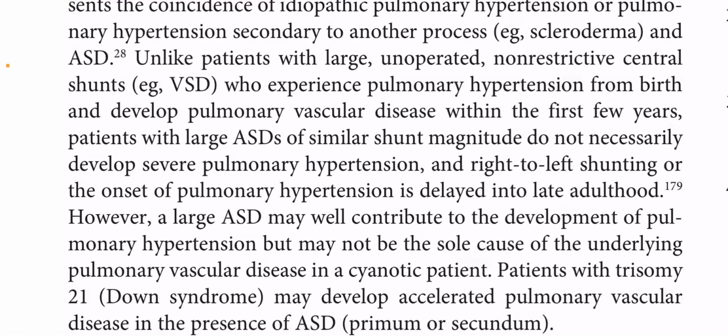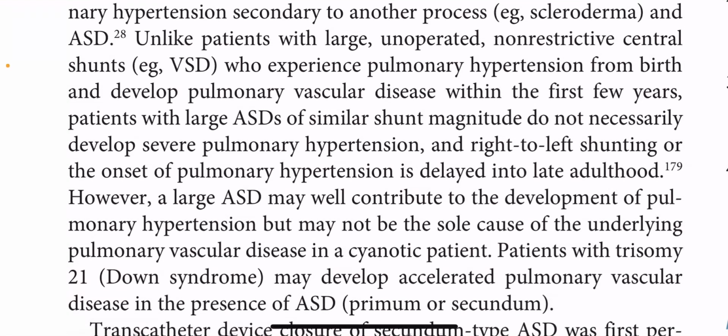Patients with large ASDs of similar shunt magnitude do not necessarily develop severe pulmonary hypertension, and right to left shunting or the onset of pulmonary hypertension is delayed into late adulthood. However, a large ASD may well contribute to the development of pulmonary hypertension but may not be the sole cause of the underlying pulmonary vascular disease in a cyanotic patient.